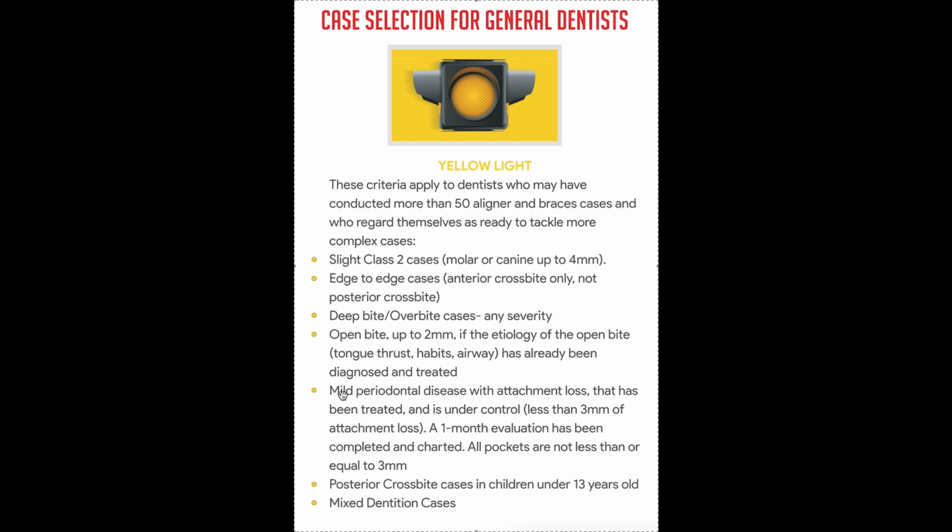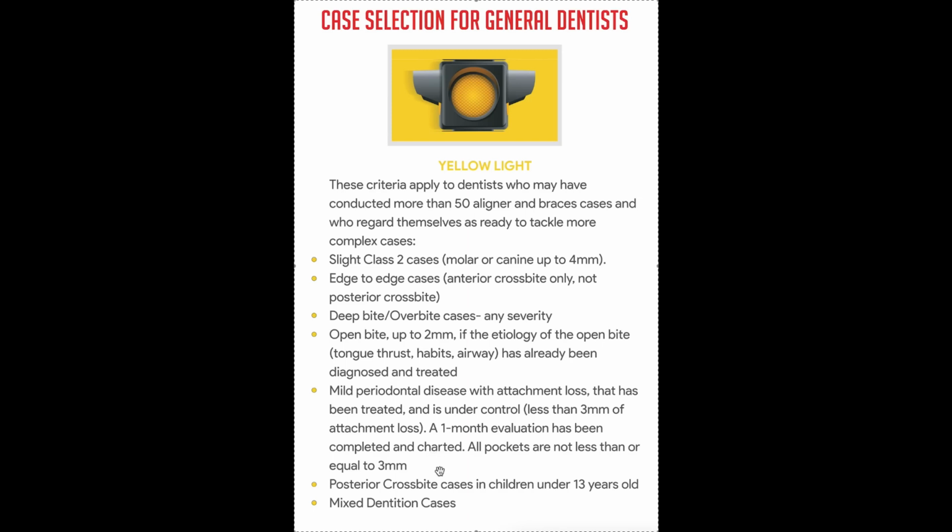All right. We'll take a patient with mild periodontal disease with some attachment loss that has been treated. It's under control, less than 3 millimeters of attachment loss, which means this is going to take you up to people in their 40s and 50s, possibly 60s, probably not older patients, sometimes younger. You've also done a 1-month evaluation, completed and charted, and all pockets are less than or equal to 3 millimeters and no major mobility. Okay, so mild perio, mild. Anything else is now a red light, okay, which is not something you should be taking.